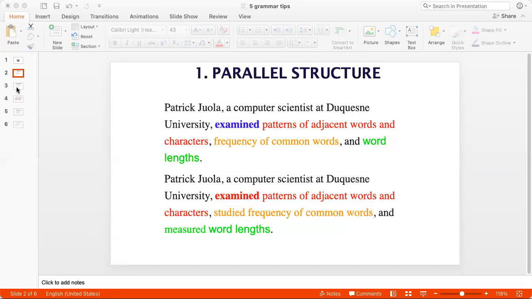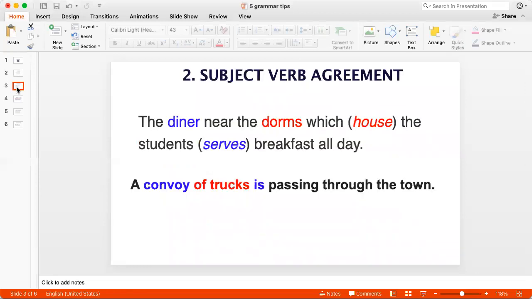Let's move on. Tip number 2 relates to subject-verb agreement. So if you have a long sentence, then it's very important to figure out the correct verb and subject combination. So let's say the diner near the dorms, which something, we need to figure out the correct verb form for house. The students serves breakfast all day. So let's say that I had to choose between house or houses. And here I had to choose between serves and serve.